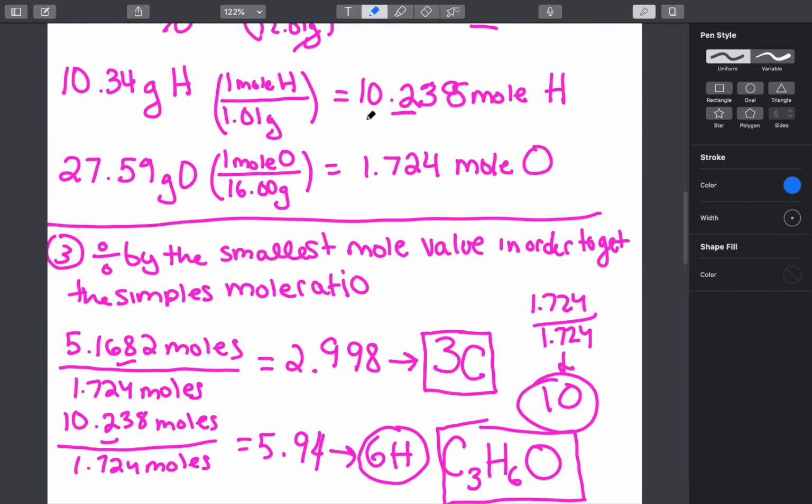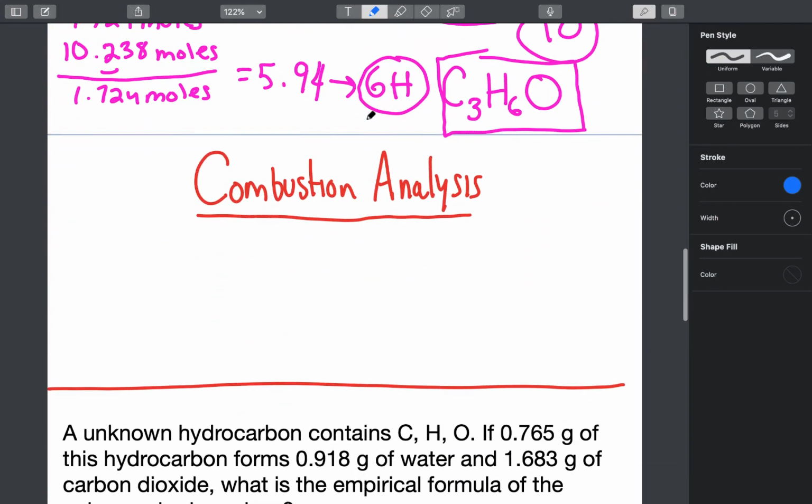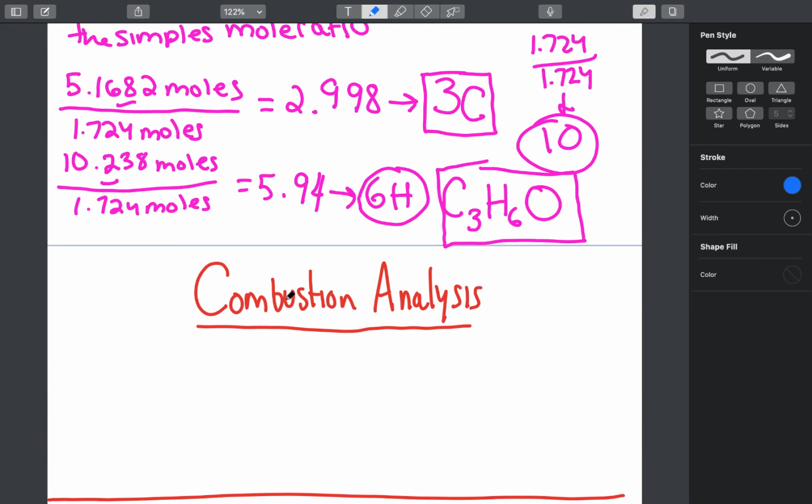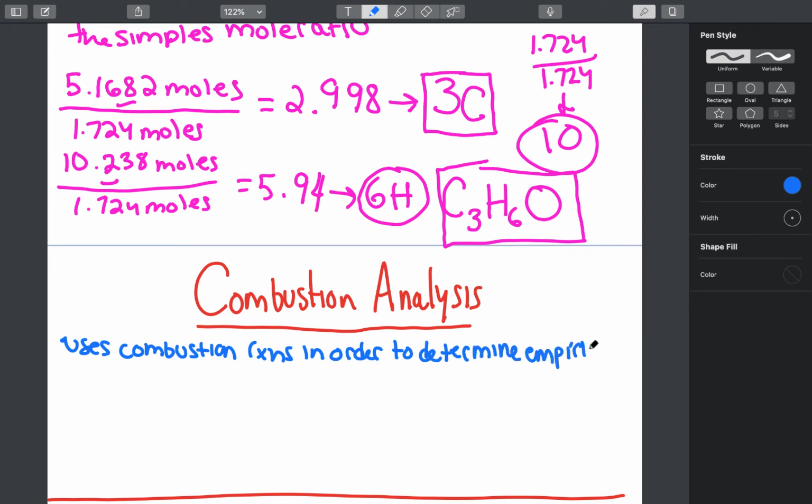So now let's get into combustion analysis. So combustion analysis uses combustion reactions in order to determine empirical formulas. So it will follow this general reaction.